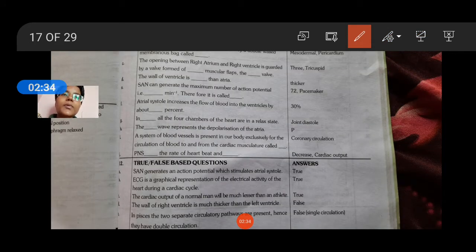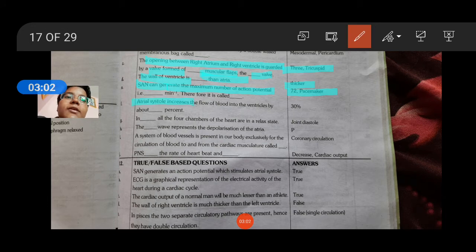The opening between right atrium and right ventricle is guarded by a valve formed of three muscular cusps called tricuspid valve. The wall of ventricles is thicker than atria. SAN can generate the maximum number of action potentials, 72 per minute, therefore it is called pacemaker.